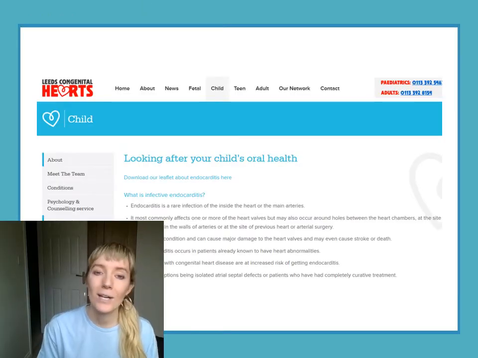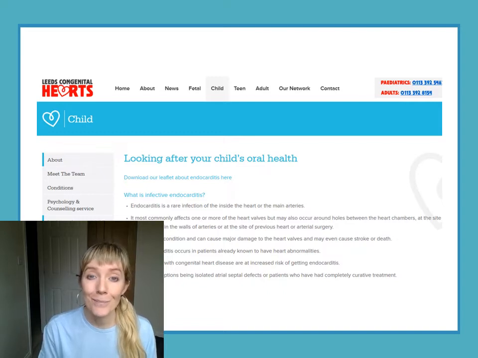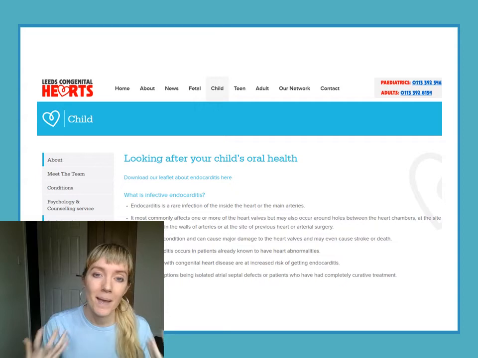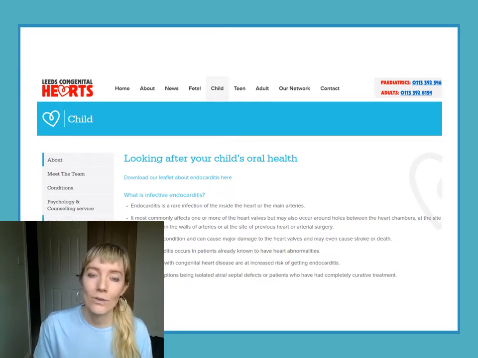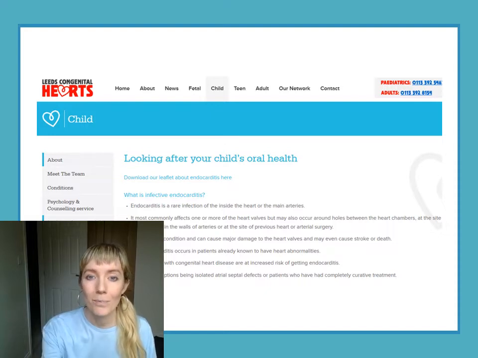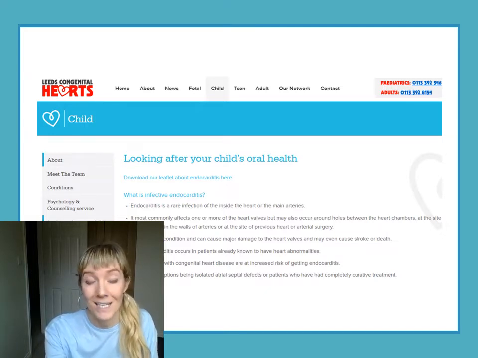This is a really great website that we can signpost some of our paediatric patients at risk of infective endocarditis, so some of the parents too, if any of them live in Yorkshire and Humber. It just gives them advice on oral health and how to prevent the risk of infective endocarditis.